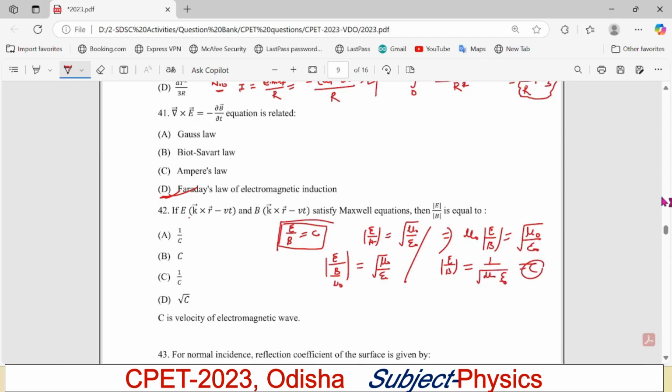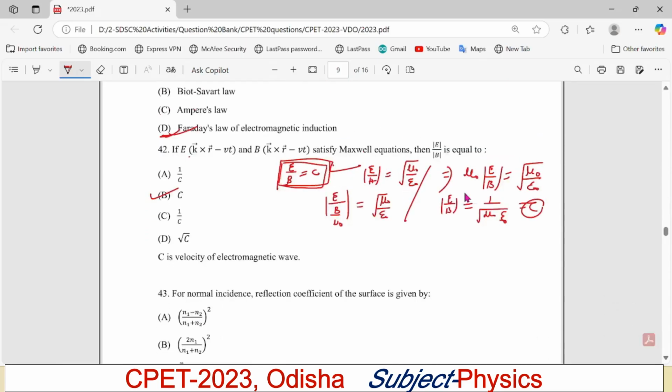Okay, you just remember this expression always, which is most important: E equal to BC, or E by B equal to C. Option B is your correct option. Now we are going to go for our next question, question number 43.